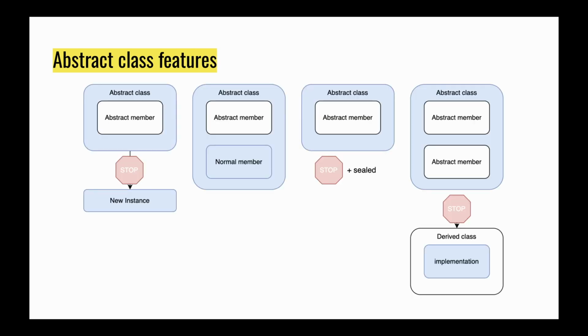Abstract class features. Following are the important features of abstract class in C# programming language. Abstract classes cannot be instantiated. Abstract classes can contain both abstract and not abstract members. We should not use the sealed keyword with an abstract class because the sealed keyword will make the class non-inheritable, but the abstract modifier requires the class to be inherited. A class that is derived from an abstract class must include all implementations of the inherited abstract members.